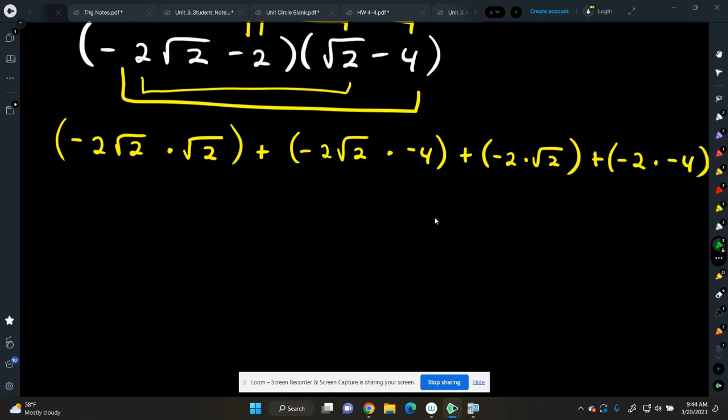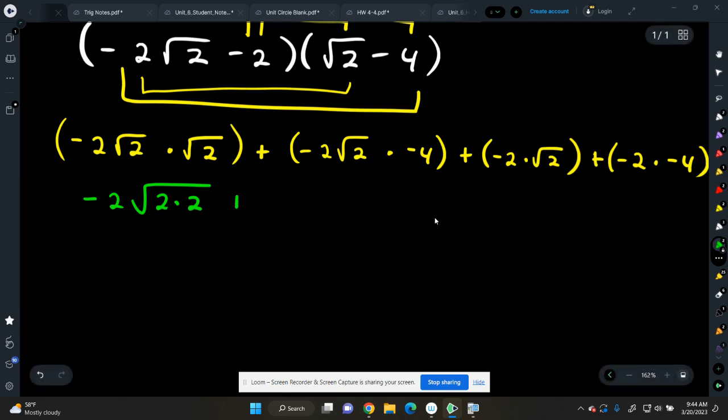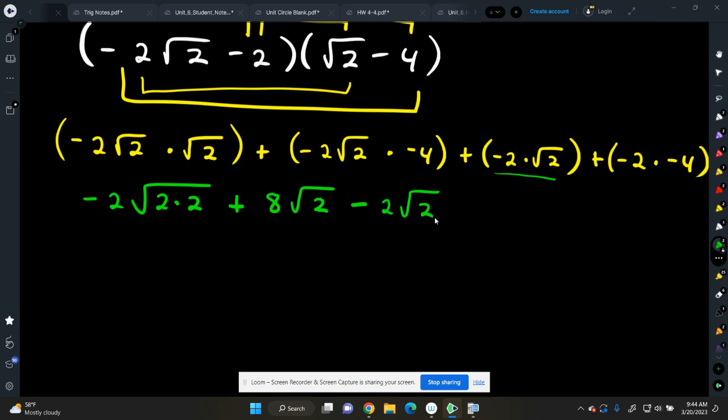Okay, so I have negative 2 square root of 2 times 2. We're just combining what's inside. Plus, now I have a negative times a negative, which means it's going to be positive. We're going to do our outside. So this becomes 8 root 2. And now I have a negative times a positive, so that's going to be a negative. So minus 2 root 2. And then we have negative 2 times negative 4, so plus 8.